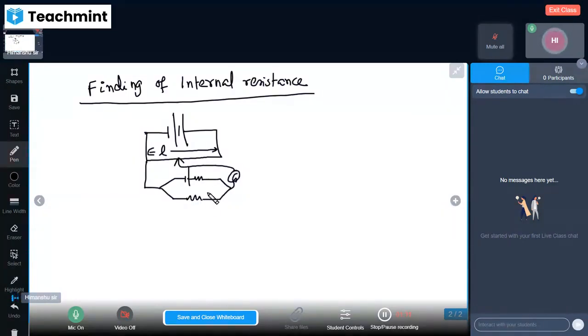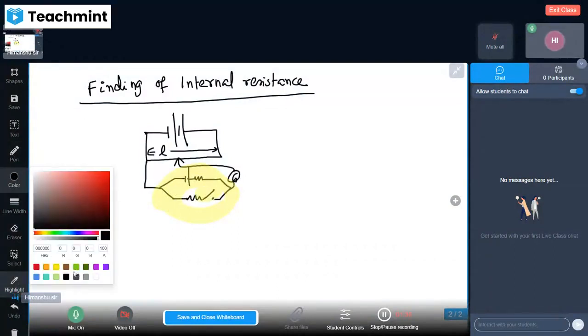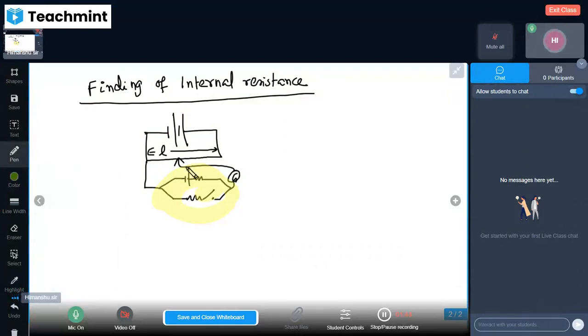So consider a key is there. At the open condition of the key, the current will not flow in this circuit. Understood? In the open condition of the key, no current will flow around this, but current will flow in this circuit along this direction.